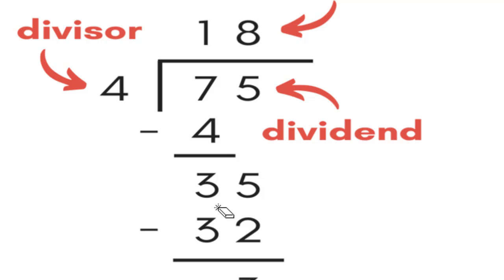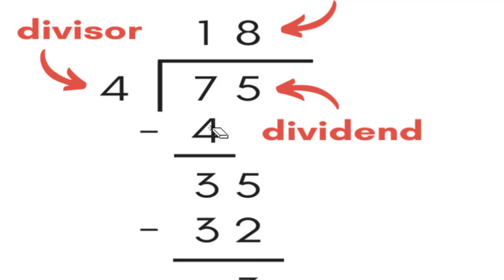Take a look at this method, which is called long division. The number 75 is called the dividend. That is the number that you're dividing, by 4. The number that you're dividing by, which is 4, is called the divisor. The answer that you get after dividing the number is called the quotient. And like you can see, 3 down here is the remainder.